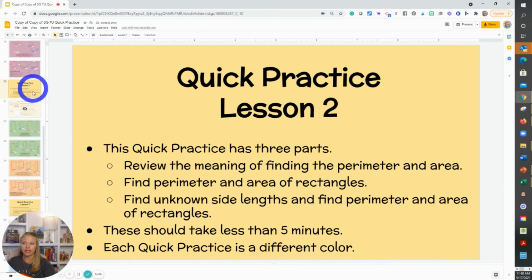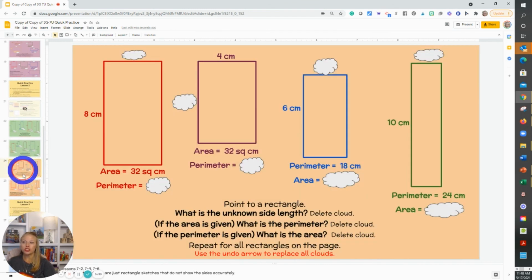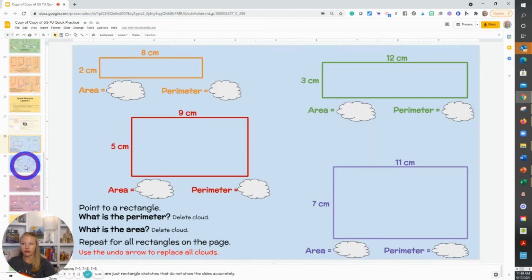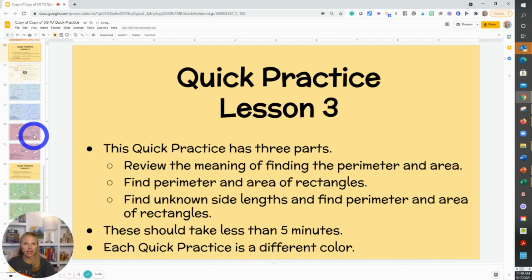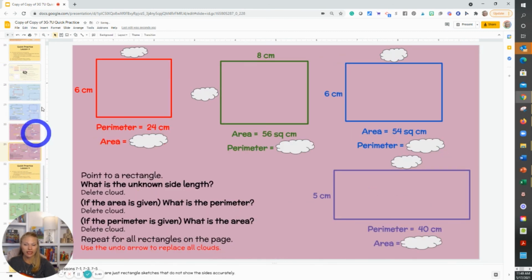You have slide 2 or lesson 2. You have 4 slides. 2 of them are just identifying area and perimeter. 2 of them have unknown side lengths and unknown area or perimeter. For lesson 3, you can see here's my yellow slide. Lesson 3, 2 are identifying, 2 have to find unknown side lengths. And then you'll repeat that process.